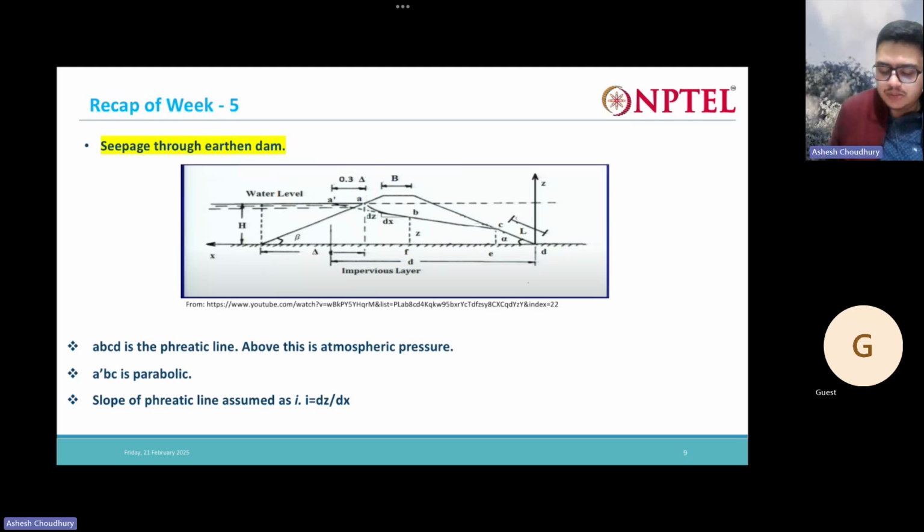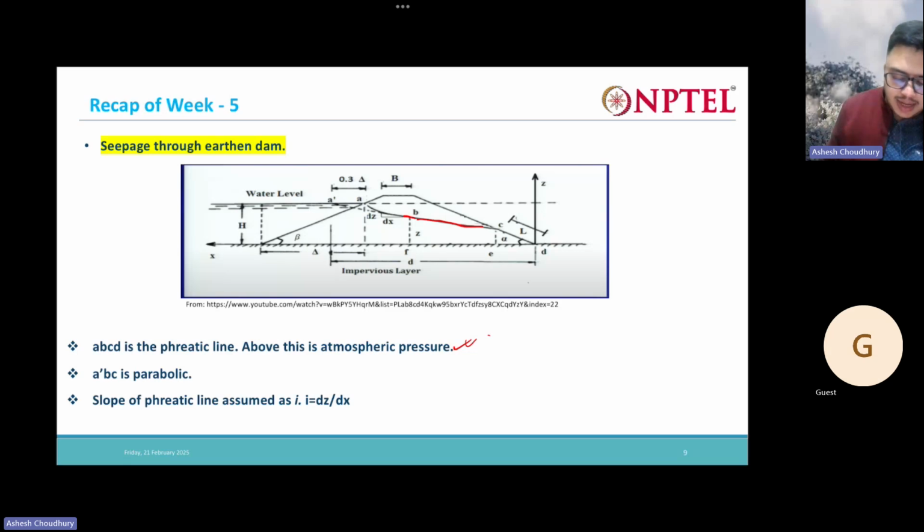So next we have the seepage through an earthen dam. How can we calculate the seepage loss through an earthen dam? For that, we need to first construct the phreatic line. The phreatic line is nothing but the line above which atmospheric pressure is acting. Okay, above that line we have the atmospheric pressure.